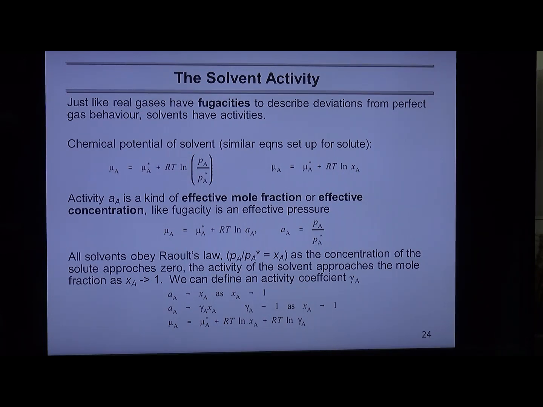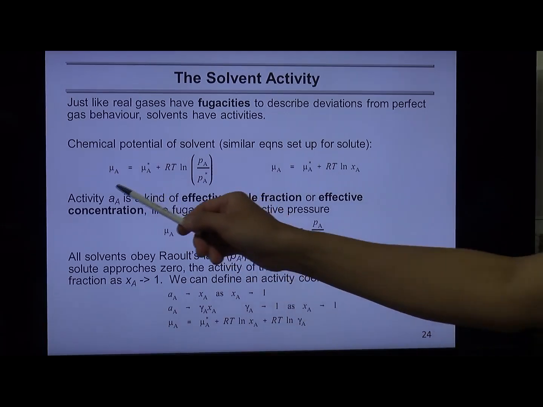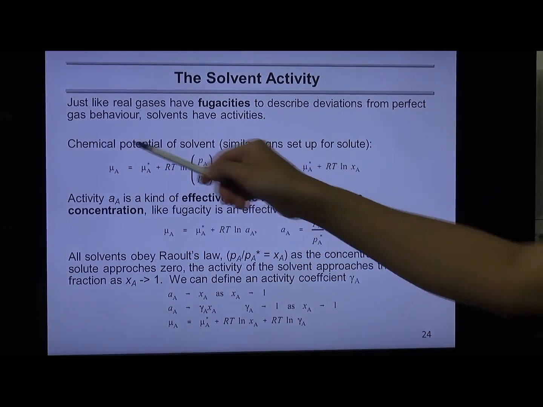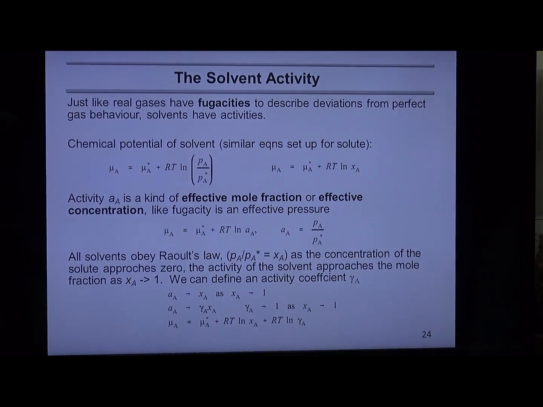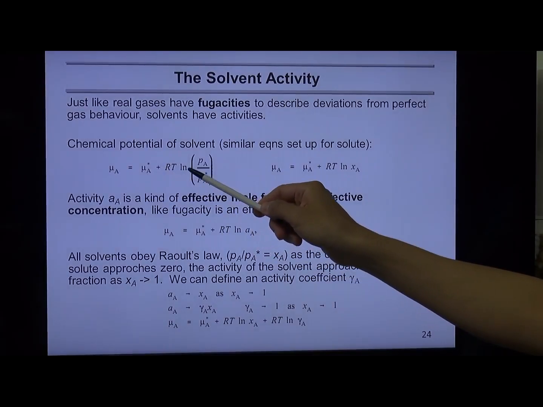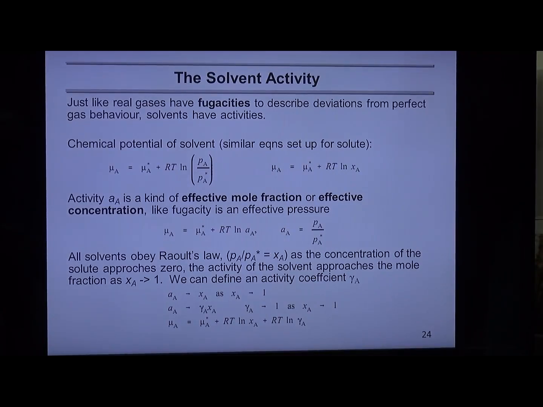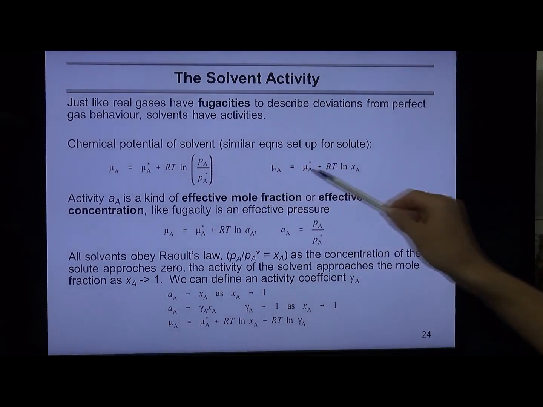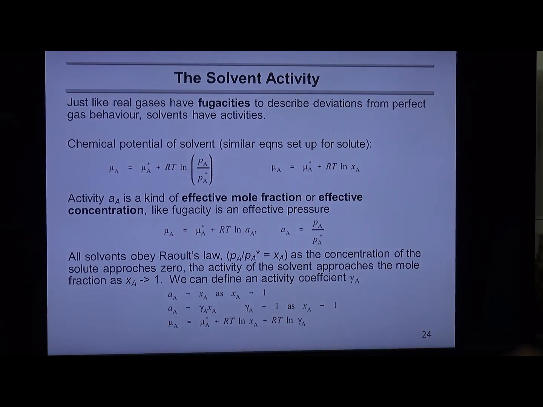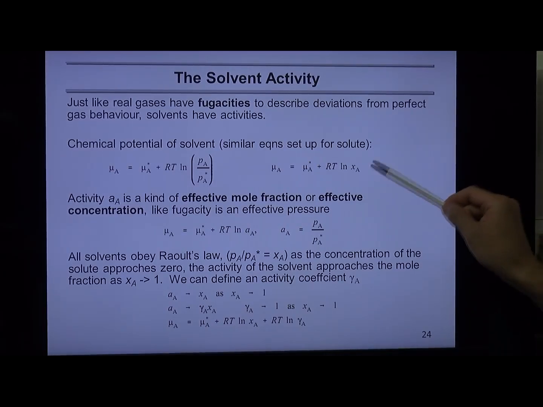Okay, let's start from the general equation here. As you remember, this is the general form to describe the behavior of a solvent in a solution. Okay, mu A is mu A star plus RT log PA over PA star. This is the general case. Okay, if the solution is an ideal solution, then you can replace this part with XA, right? This is Raoult's law, for an ideal solution.